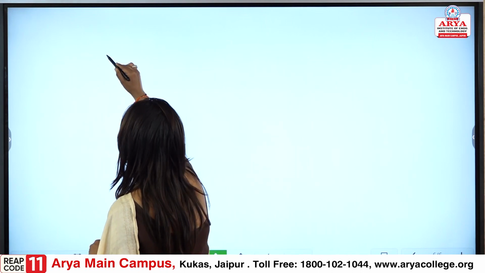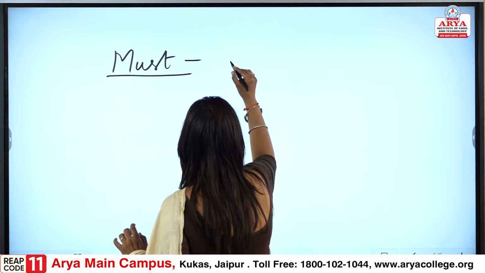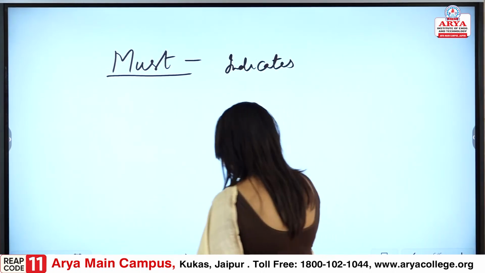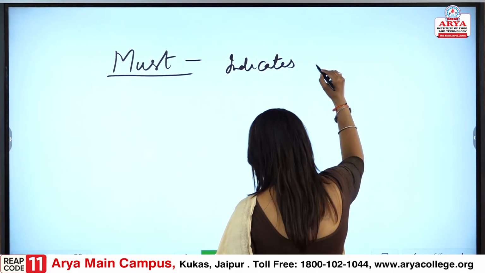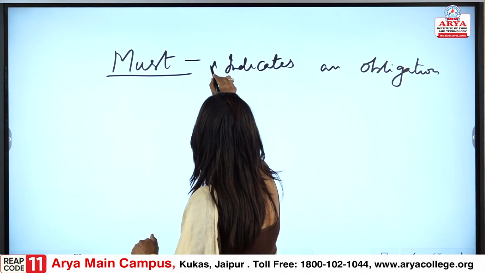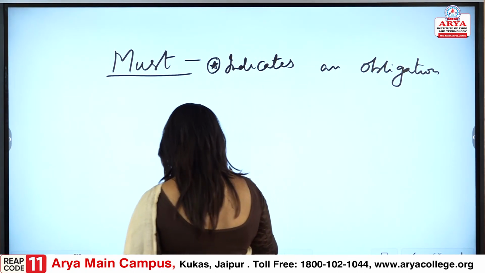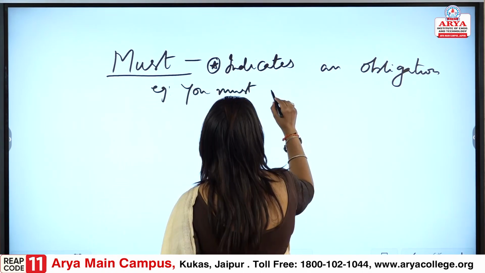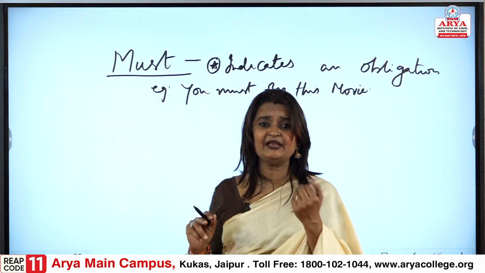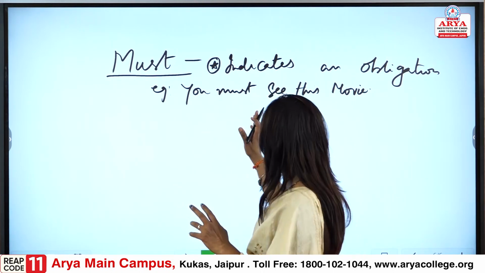Now let me go with one more important point, and important modal verb: must. When we are talking about must, the first point is that must indicates an obligation. For example, you must see this movie. So we can compel, we can force, we can talk to someone. We say, you must watch this movie.